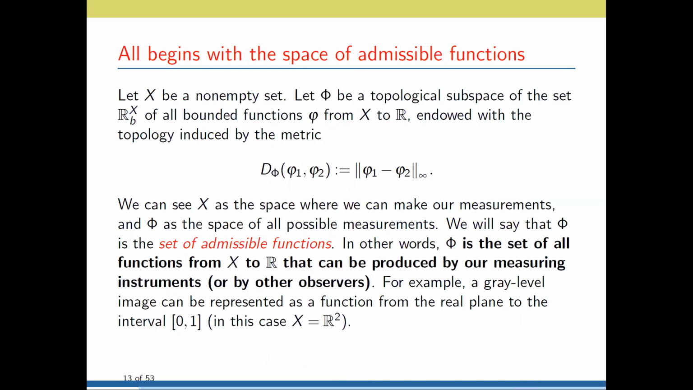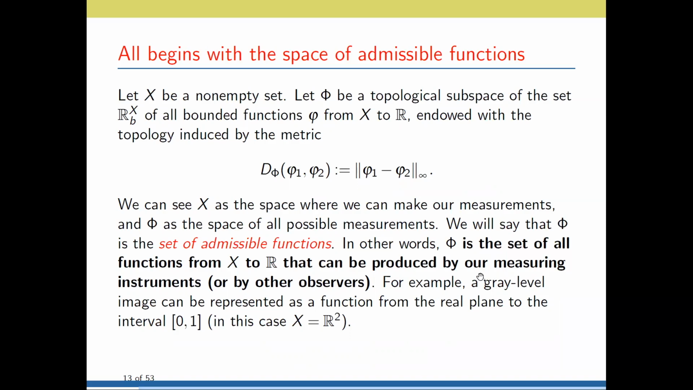Okay, the first statement is that it all begins with a space of admissible functions. Admissible functions are the measurements that we consider acceptable, admissible in this game. For example, if I am interested in electrocardiograms, I'm interested in periodic, almost periodical functions from real numbers to real numbers. But these functions must be bounded, and I do not accept the exponential function as an electrocardiogram. So I have a set of admissible signals, admissible functions.